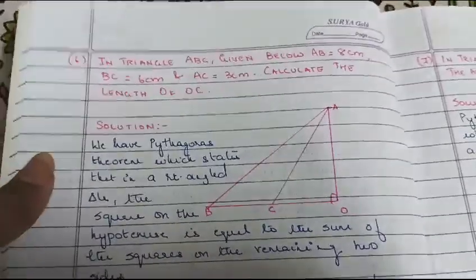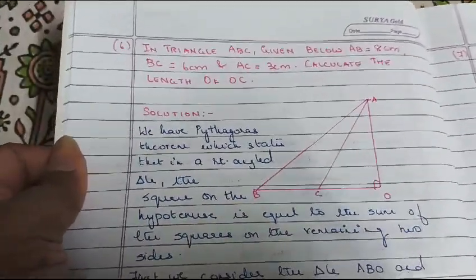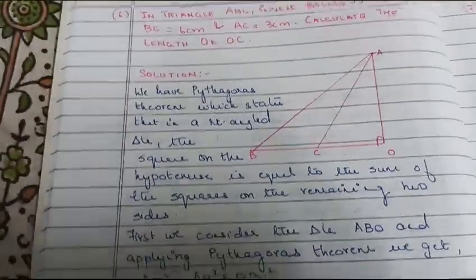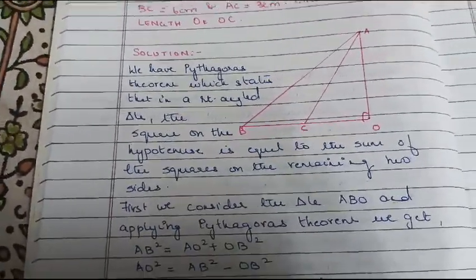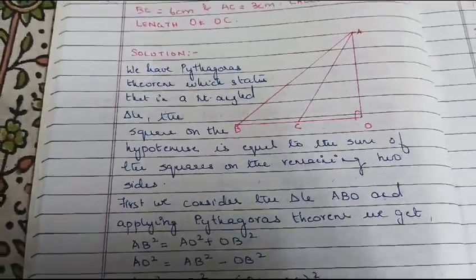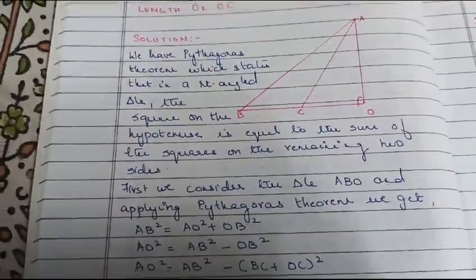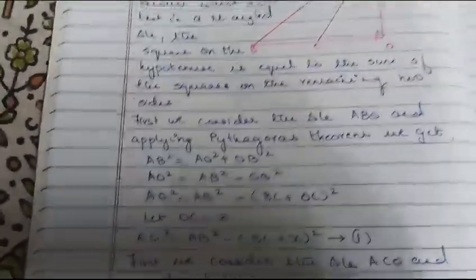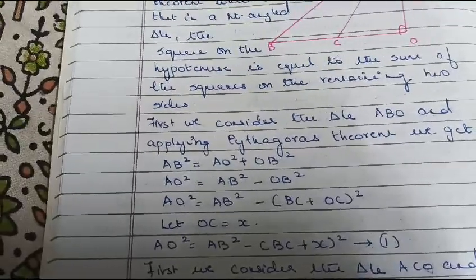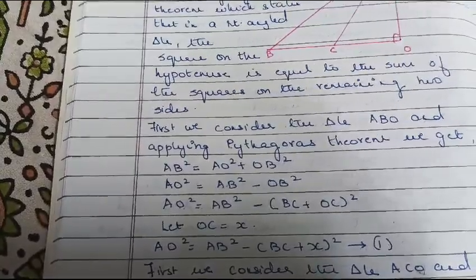So this is the diagram that they have given. So we have Pythagoras theorem, which states that in a right angle triangle, the square on the hypotenuse is equal to the sum of the squares on the remaining two sides. First we consider the triangle ABO, and applying Pythagoras theorem we get AB square is equal to AO square plus OB square. So AO square is equal to AB square minus OB square.